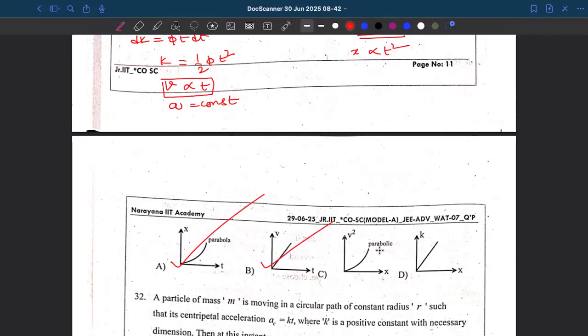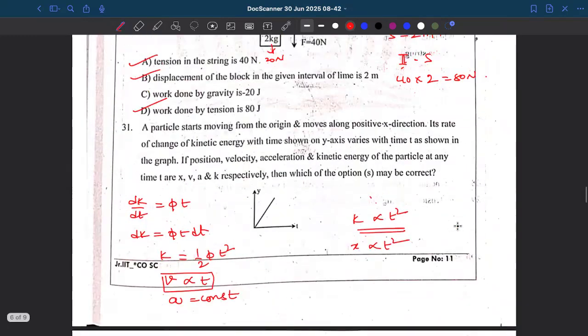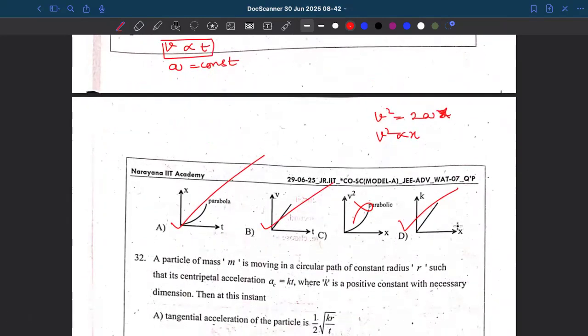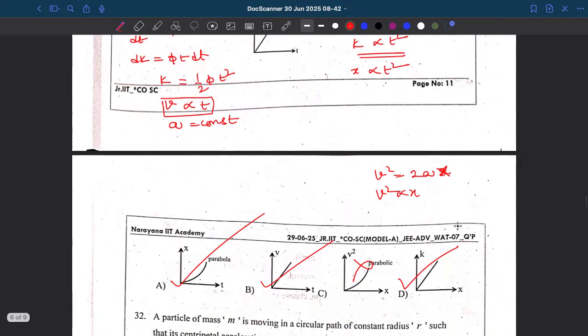V square is equal to 2as, so V square is proportional to x. It should be a straight line, not parabolic. This is right. So actually for the 31st question, the answer must be ABD. That's what they have given. How many have done this? See, so long as you are not wrong in a multi-correct question, so long as you are partial, I have no problem. At least partial, I'm okay with that, in the initial stages.